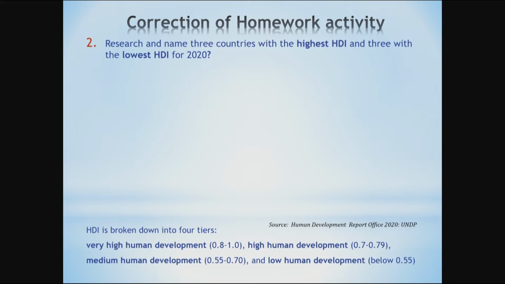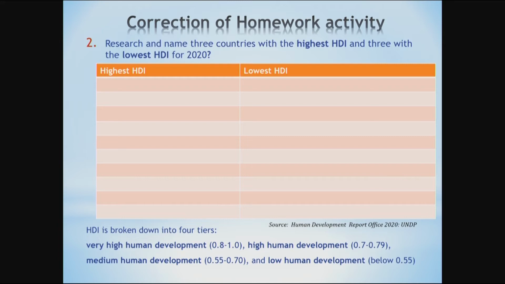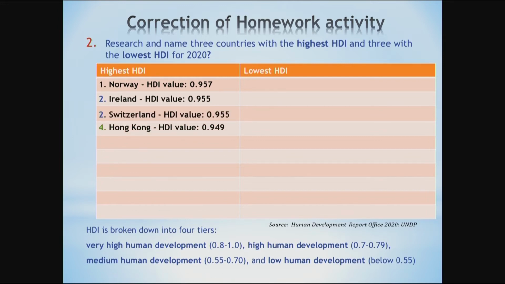And for that one, I have a table. So you check your countries, and I've taken this information from the Human Development Report Office from UNDP for 2020. Okay, so let us see highest HDI and lowest HDI. So according to the report, number 1 on the HDI value of 0.957 is Norway, and followed by Ireland, followed by Switzerland. As you notice, Switzerland and Ireland both are second place. So the next one is fourth place, Hong Kong.